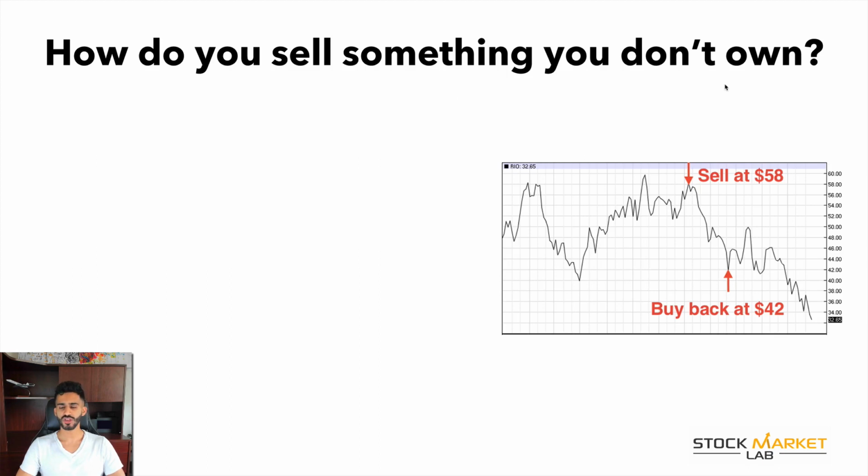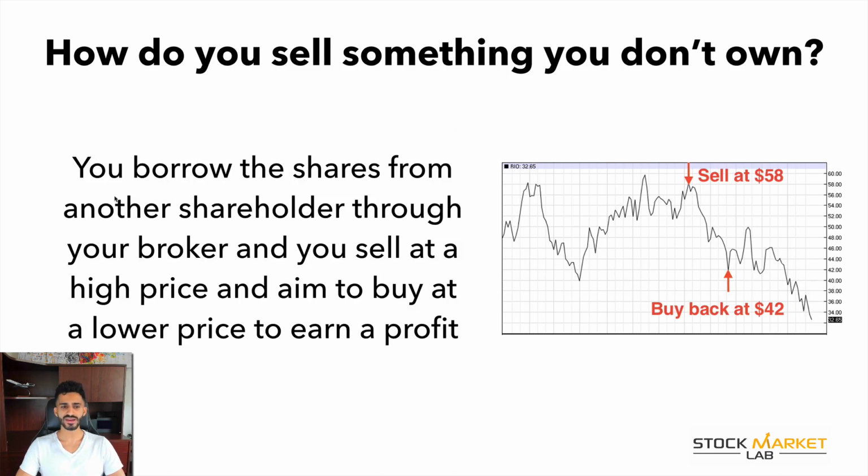So how do you sell something you don't own? The idea is you borrow the shares from another shareholder through your broker and you sell at a high price and aim to buy at a lower price to earn a profit. You guys can see this stock was at $58. When it was at $58, one person owns the stock. Whenever you own a stock, your broker is the one that's holding the inventory. So let's say someone named Andrew bought one stock at $58. Your broker is the one that's storing the shares.